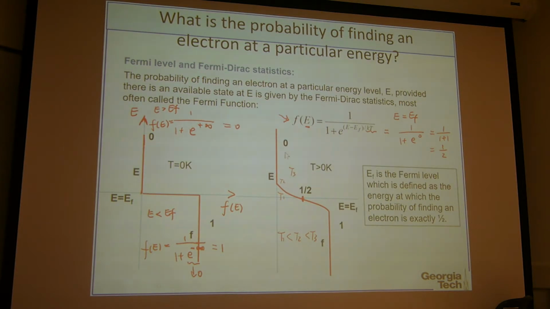Here we show the plot for the Fermi function. If the energy is way above the Fermi level, the probability is 0. If the energy is way below the Fermi level, it's 1. In the middle, we have this transition, and this transition region depends on the temperature. If you have a larger temperature, for example here T3 is larger than T2, which is larger than T1, then the higher the temperature, the more broadened this transition region is. So this is the Fermi function.